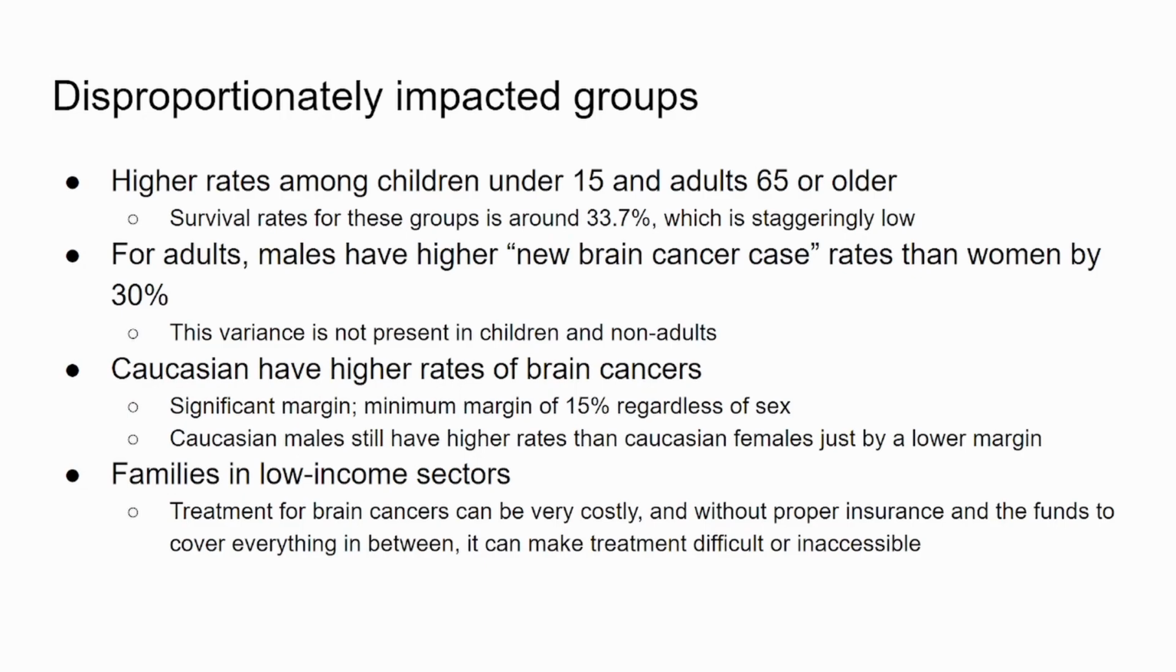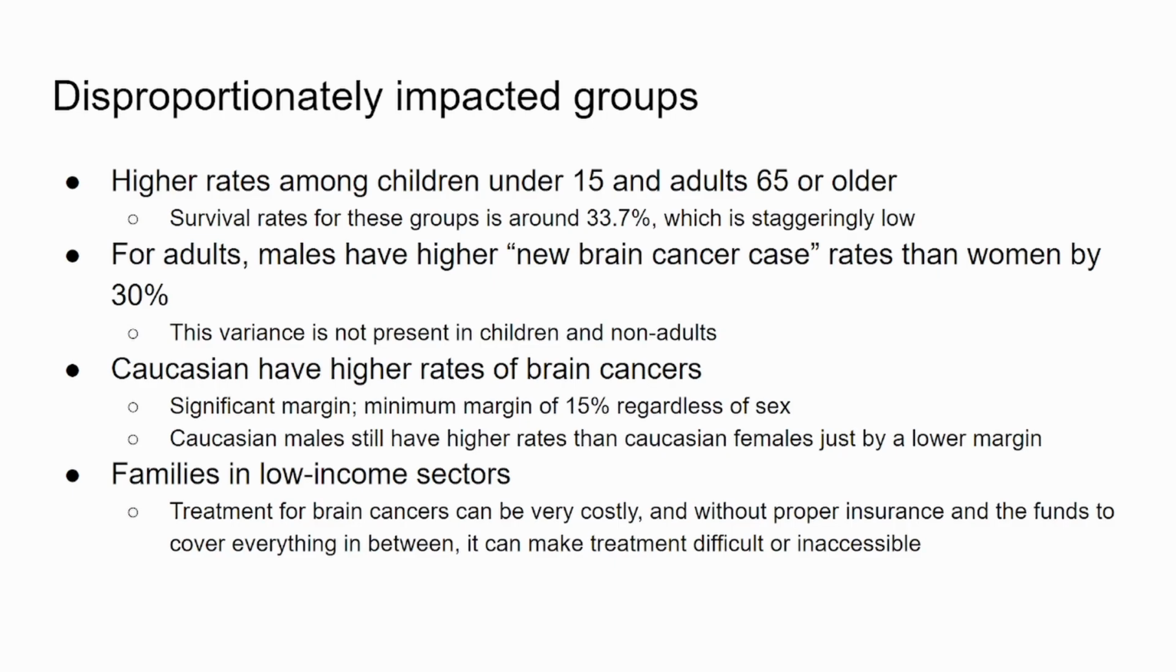Now, in this segment, we're going to cover some disproportionately impacted groups. There are higher rates among children under 15 and adults that are 65 or older. So we're looking at adolescent children, non-adults, and the elderly in the same group here. Survival rates for these groups, for brain cancer specifically, is around 33.7%, which is staggeringly low. For adults, males have a higher new brain cancer case rate than women by 30% on average. And note that this variance between sex is not present in children and non-adults.